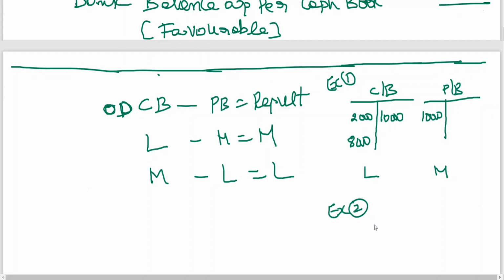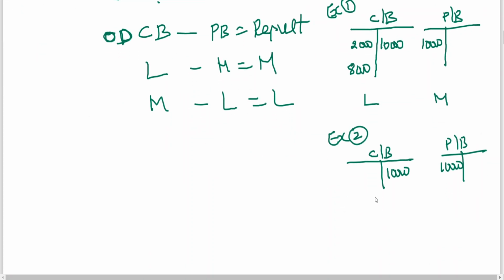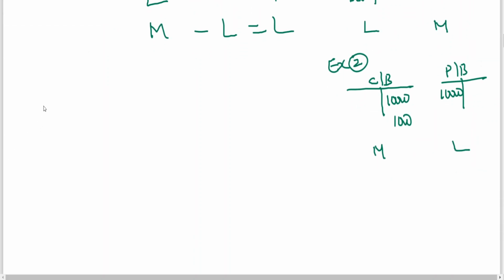Example 2. Cash book, OD 10,000. Passbook, OD 10,000. Okay. Check issued. 1,000 rupee check was issued. Entry is there in cash book. It is not presented for payment. Come on. OD as per cash book is showing more. OD as per passbook is showing less. The second example. Example 3.